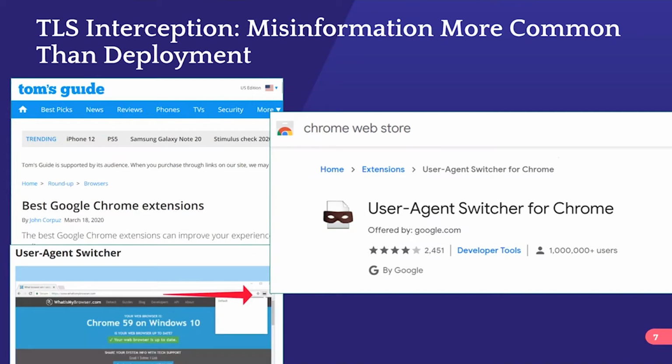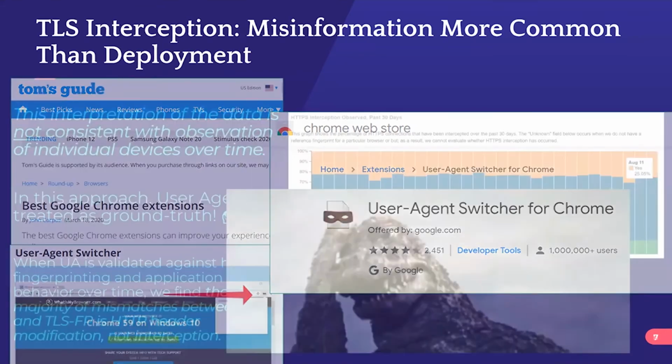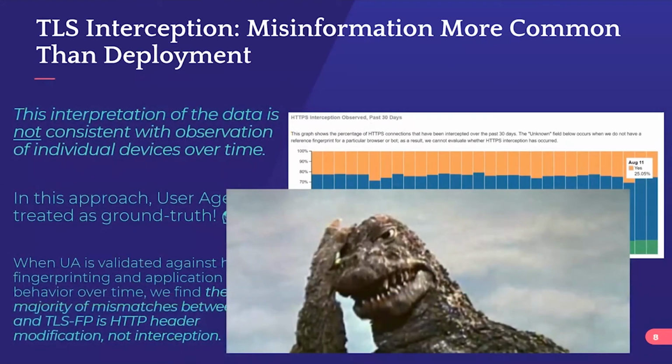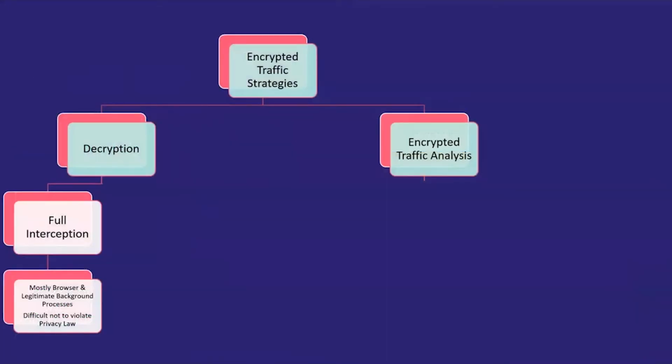So this is common, right? This is common intentionally because users are switching things up. It's common because software just modifies and copies headers, and so here we get facepalm kind of Godzilla in looking at data like this. All right, so full interception, right? There's a lot of questions around it.